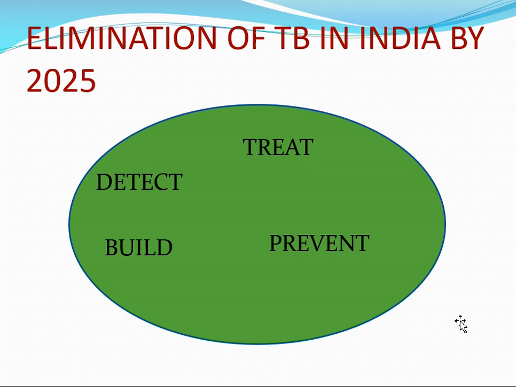So now the target of India is to eliminate tuberculosis in India by 2025. And these four are the cornerstones, the four pillars on which our strategy is based. That is, detect first, treat it, and build the immunity, build the treatment, and prevent the recurrence or prevent the spread of tuberculosis.